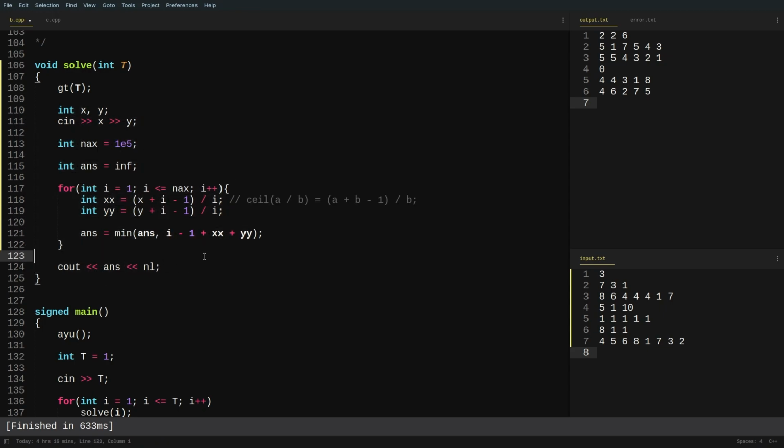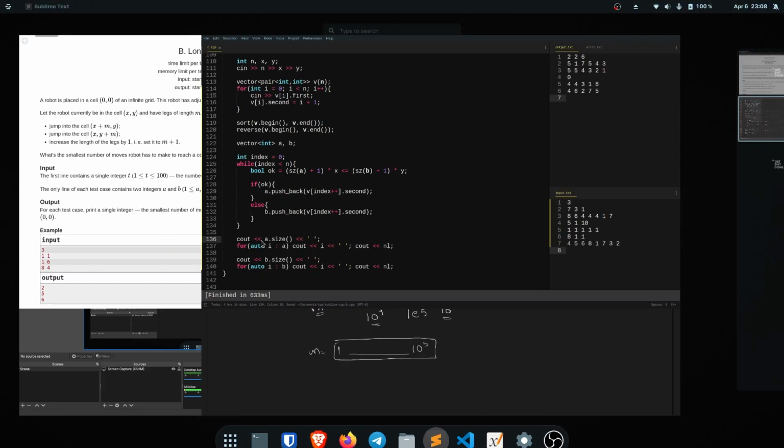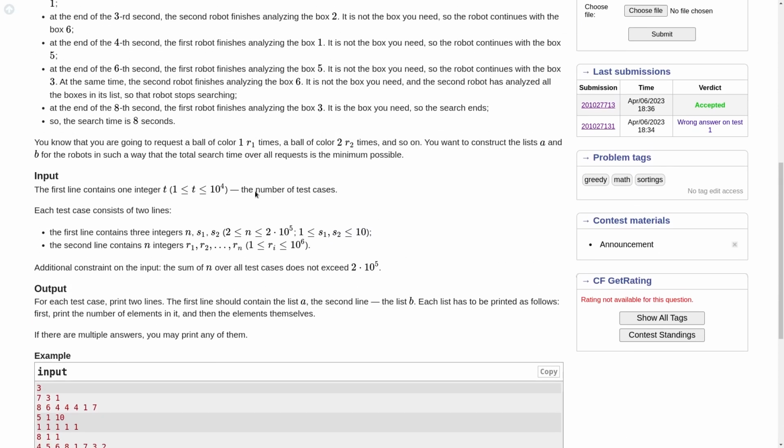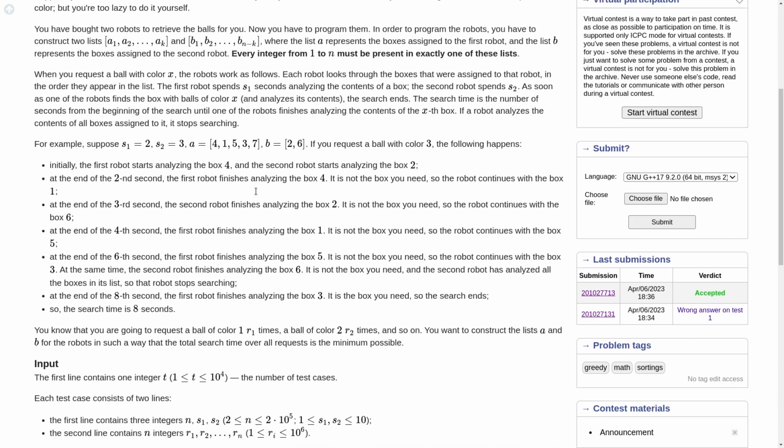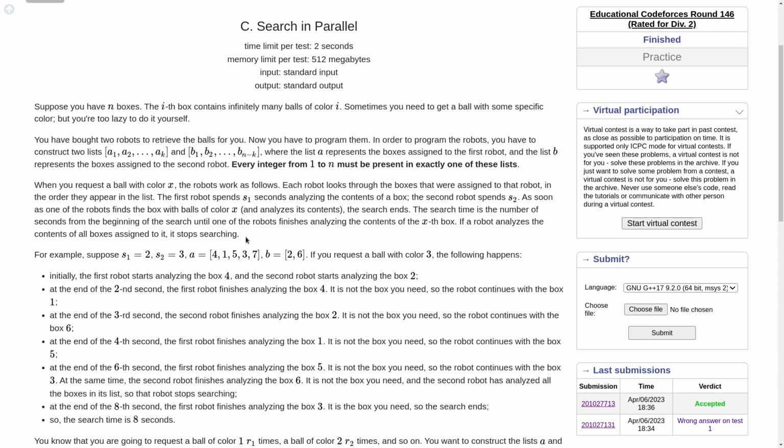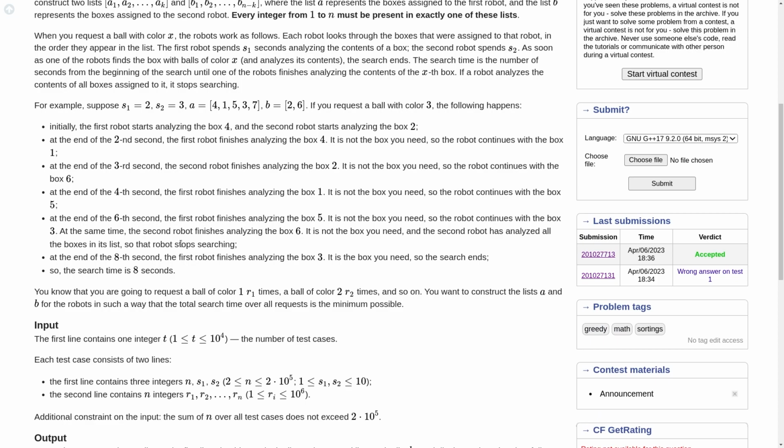So this would be the solution for the second problem. Now moving on to the third problem. The third problem was actually easier than the second problem, and this is just a greedy problem, and you can do it with a simple sorting technique.